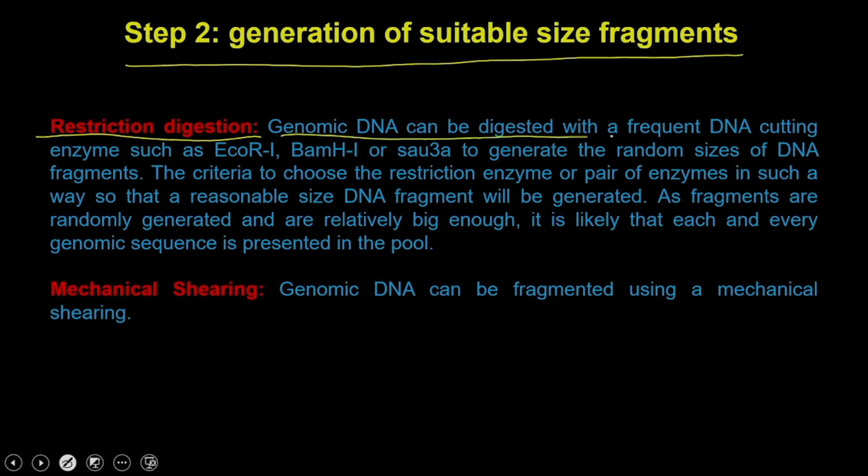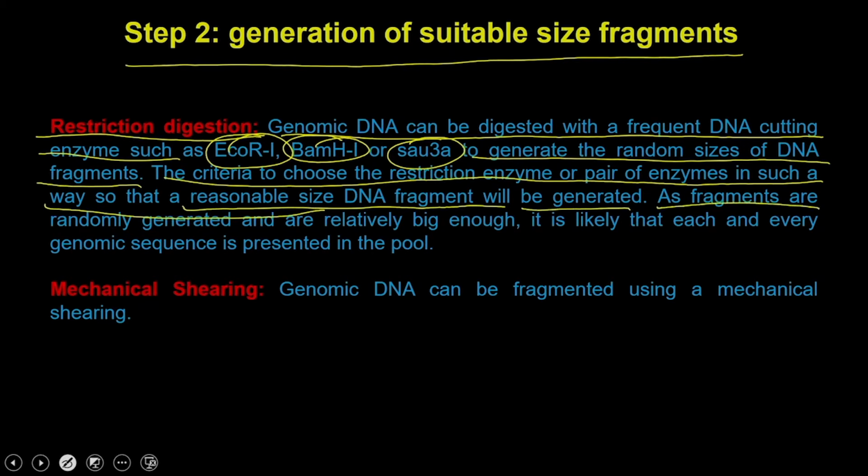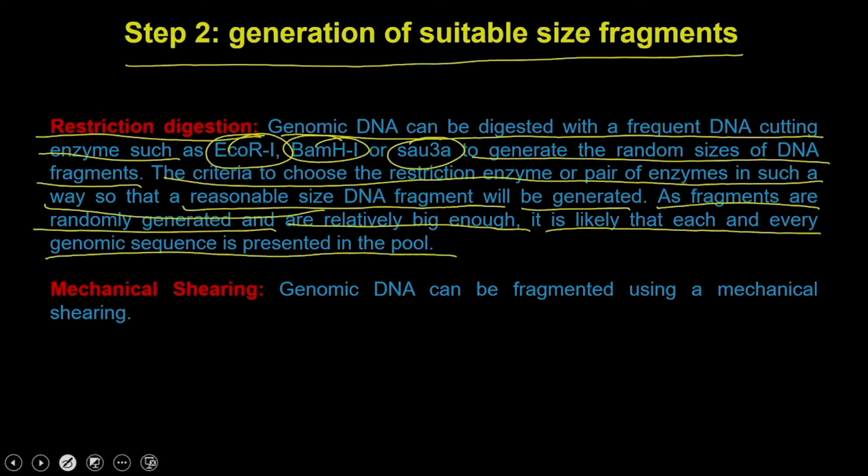So, genomic DNA can be digested with a frequent DNA cutting enzyme. For example, you can use EcoR1, BamH1, HindIII, Sau3A to generate random sizes of DNA fragments. The criteria is to choose the restriction enzyme or pair of enzymes in such a way that reasonable size DNA fragments will be generated. As fragments are randomly generated and are relatively big enough, it is likely that each and every genomic sequence is represented in the pool, which means the purpose of generating the genomic fragments is that each fragment should represent a single gene. That is the ideal situation.